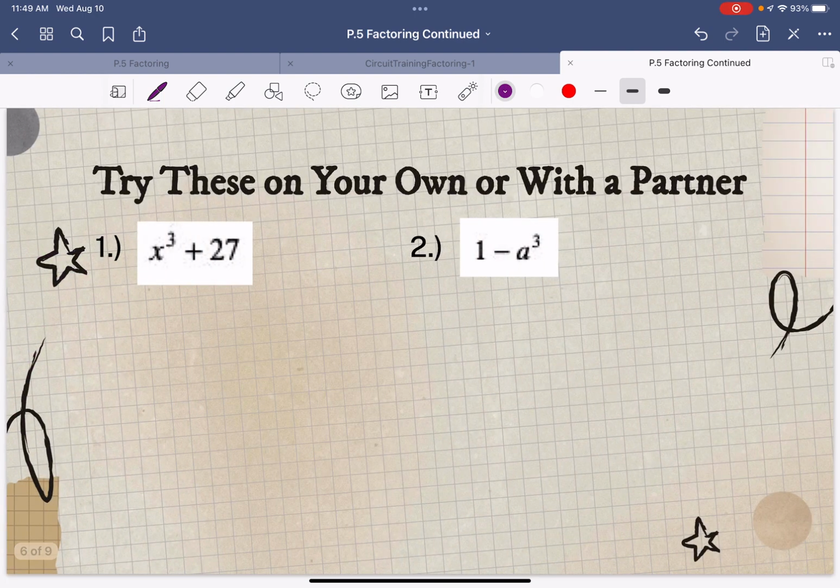At this point, feel free to pause this, try these on your own, and then check to see if you get the same thing I get. I'm going to go ahead and just start solving it.